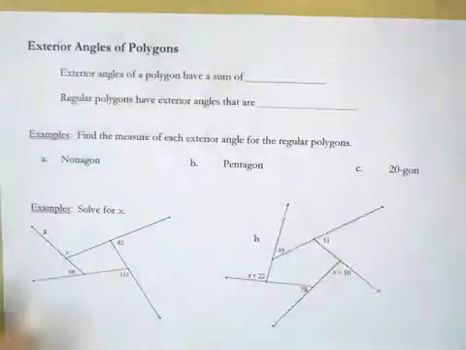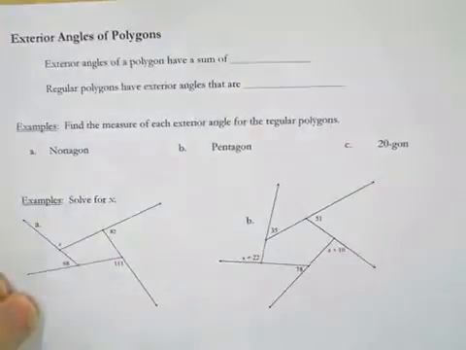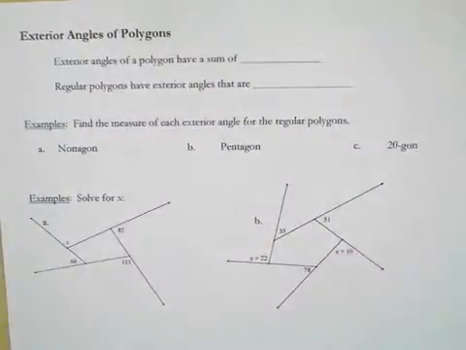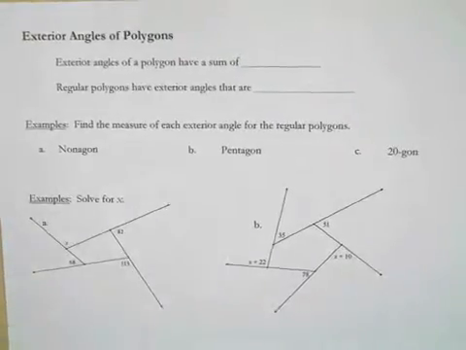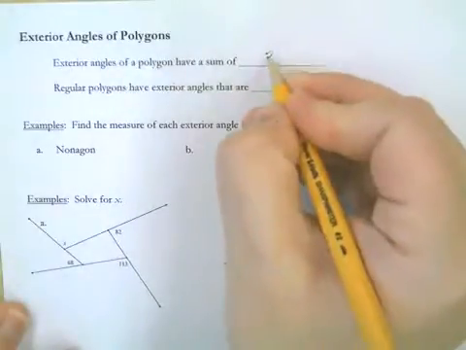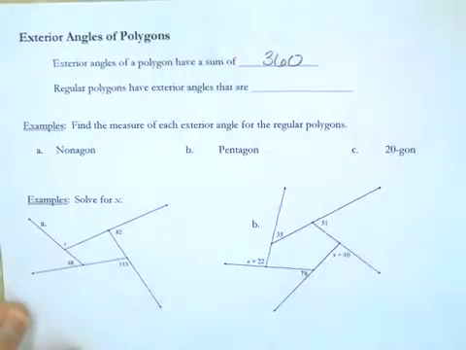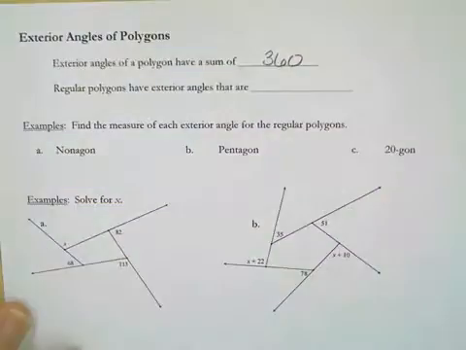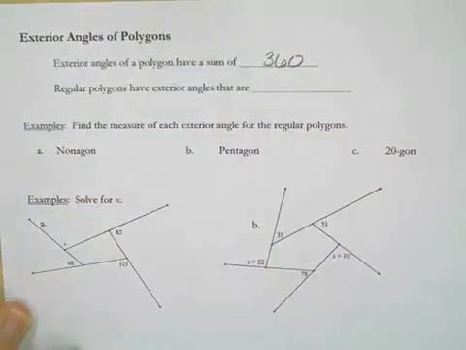Exterior angles of a polygon. The exterior angles are what's on the outside, okay? Well, if you think about it, when you walk around the outside of something, you go in a complete circle. And a circle is 360 degrees. So the exterior angles of a polygon have a sum of 360 degrees. If I have a regular polygon, that means all the angles are the same. So if all the inside angles are the same, then all the outside angles are the same. So those are also going to be equal.